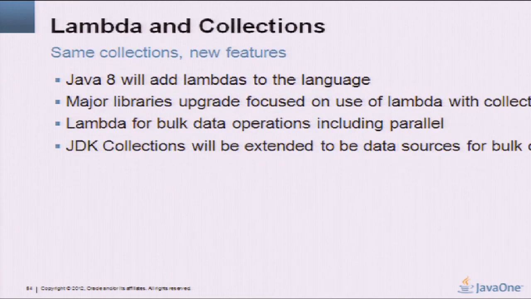So we're just wrapping up. The collections library is not going to be enhanced significantly in Java 8 to add new collection types. There are going to be some performance improvements to the existing collection types, but the new area that we're mostly working on for Java 8 is to extend the existing collections to support the Lambda functionality, and that mostly involves extending the collections so that they can be sources for the bulk data operations, including, where appropriate, parallel operations.